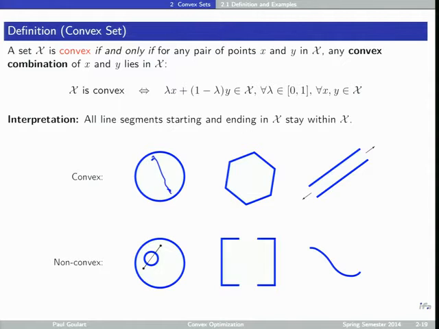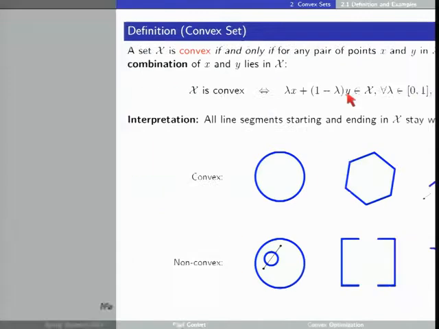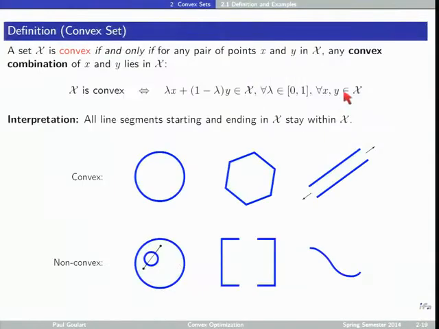If I take my drawing again, lambda tells me the fraction of the distance that I've moved from one point to the other. Every point along that line, so this line is parameterized by lambda moving from 0 to 1, has to stay inside X. That's what this says. So I pick the 2 endpoints and I have to stay inside the set. And if I look at this one, this is clearly true for a ball. I pick any 2 points in the ball, I go between them, I stay inside the ball.